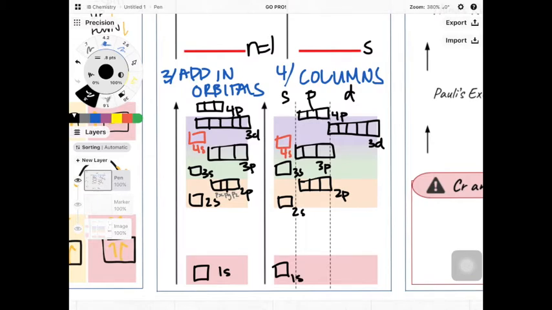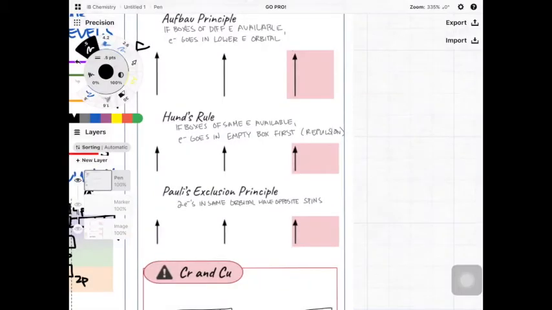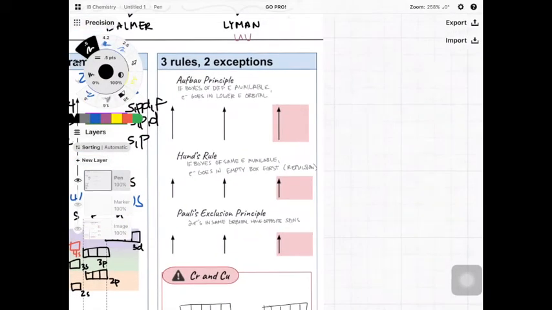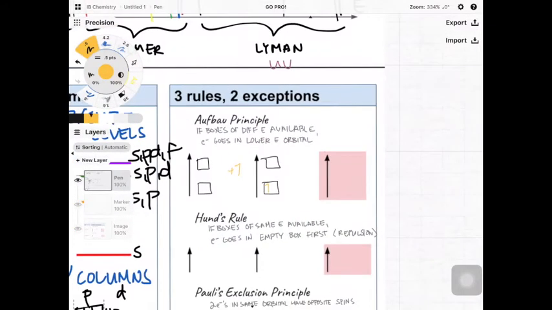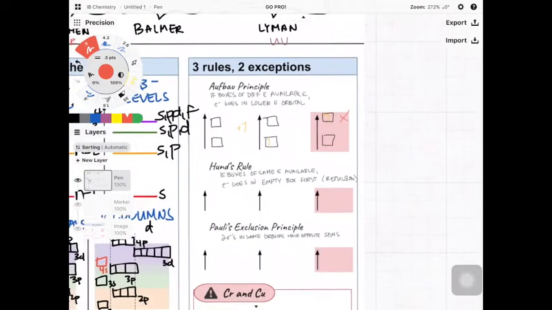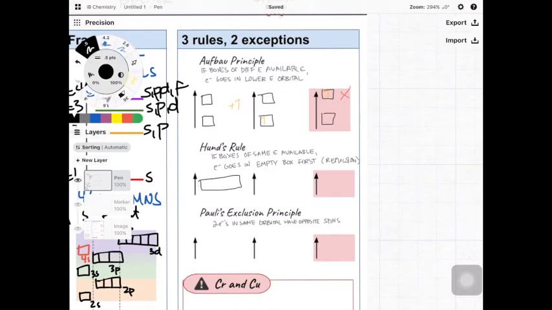And now we're going to take a look at how we fill electrons within this frame. So there's basically 3 principles and 2 exceptions that you need to know. When we're filling in our orbitals, the Aufbau principle says that if boxes of different energy are available, the electron goes in the lower energy orbital. So that's the one closer to the bottom of your page. So for example, if we had these 2 orbitals, you would not put your electron in the higher energy level.